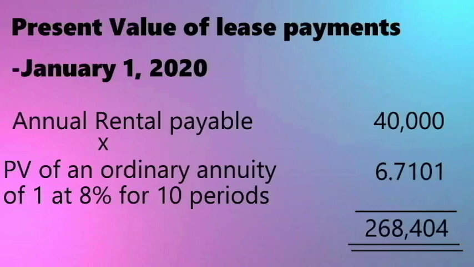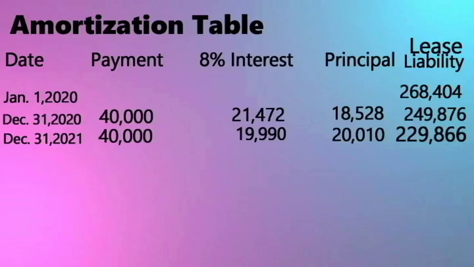So the present value of lease payments on January 1, 2020 is computed by multiplying the annual rental payable at the end of each year noong January 1, 2020, which is 40,000, sa present value of ordinary annuity of 1 for 8% for 10 periods of 6.7101, which give us an answer of 268,404. So next step is we are going to prepare a table of amortization for 2020 and 2021.